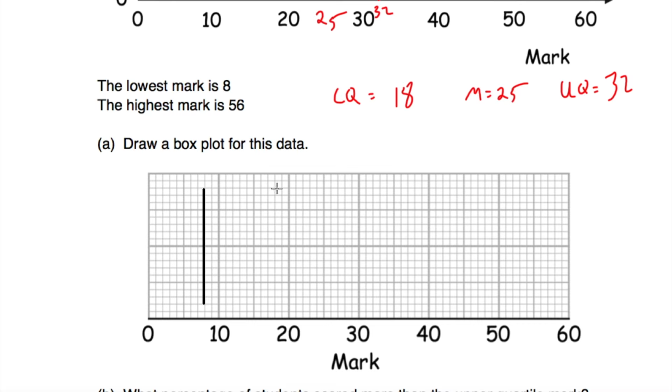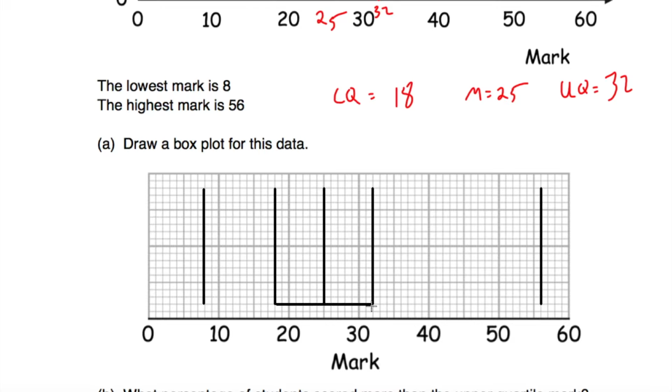Then the lower quartile is 18, so it's going to be 2 boxes before 20. So there's 18. The median is 25, so we're going to go and draw a line at 25. The upper quartile is 32, so we're going to draw a line for 32. And then finally, the highest mark is 56, and so we'll draw a line there at 56. So we've drawn those 5 vertical lines.